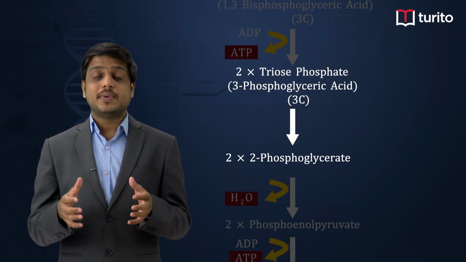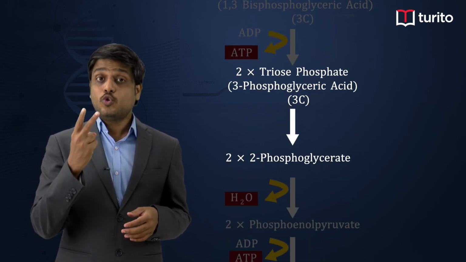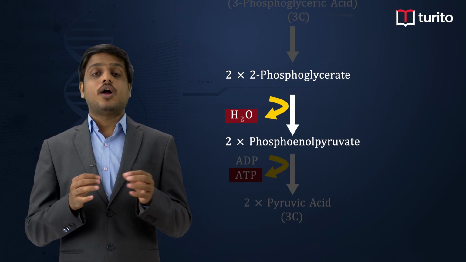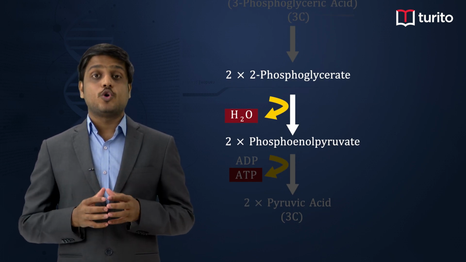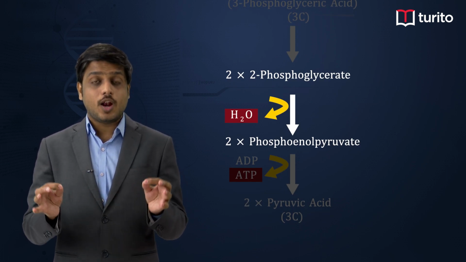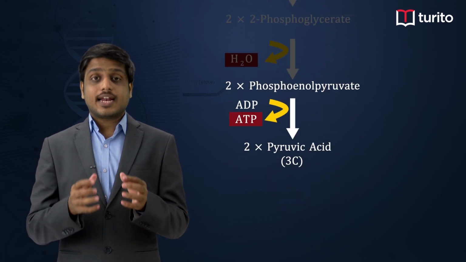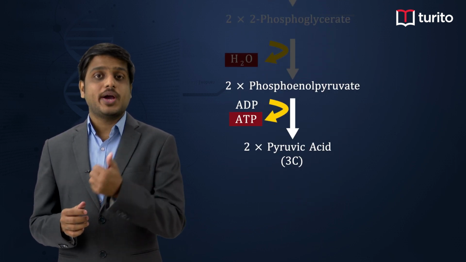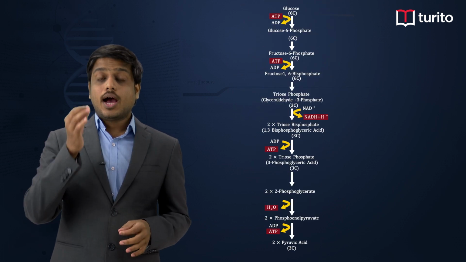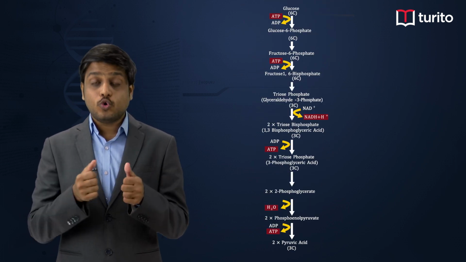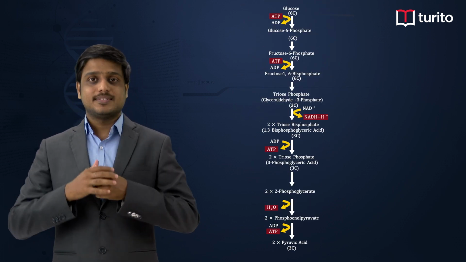2 molecules of 1,3-bis-PGA are then converted to 2 molecules of 3-PGA. 2 molecules of 3-PGA are converted into 2 molecules of 2-PGA. These 2 molecules of 2-PGA are then converted into 2 molecules of phosphoenol pyruvate, which are then converted into 2 molecules of pyruvate. This is how a glucose is converted into 2 molecules of pyruvate by glycolysis.